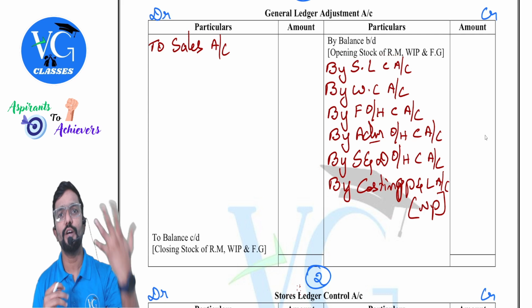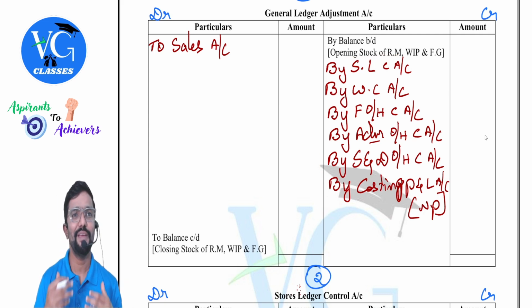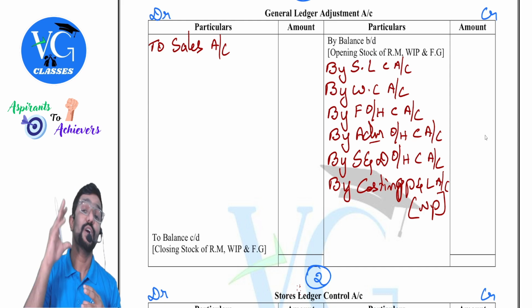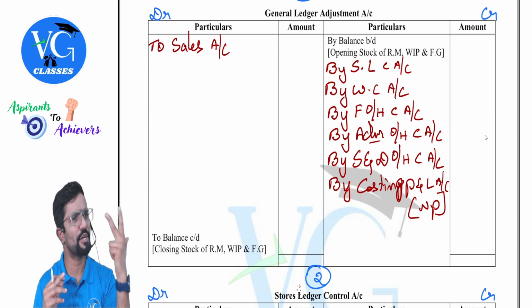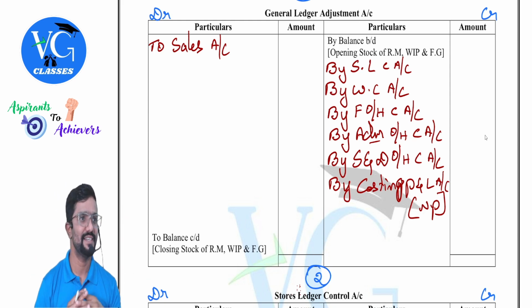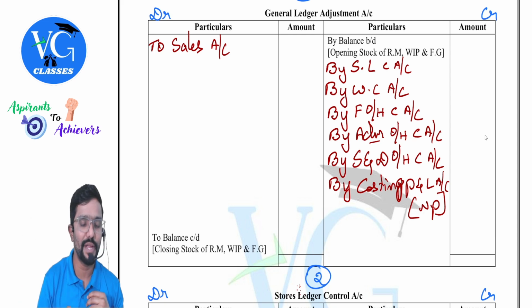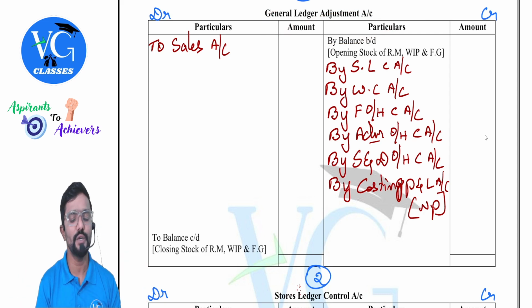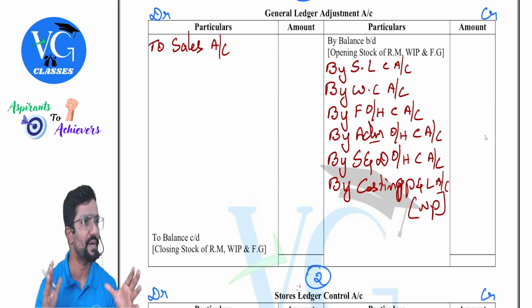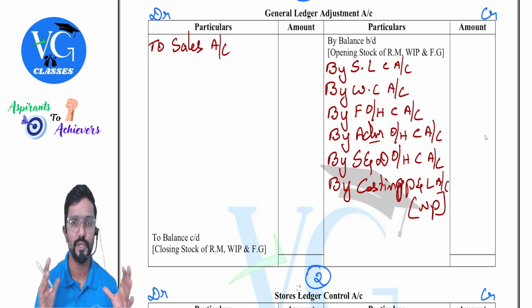Same way, when I make sales, what is the entry in your accounts? If it is a credit sale, debtors; if it is a cash sale, cash or bank, to sales. But here, in place of them, what should I bring? General ledger. Whether it is cash sales or credit sales doesn't matter: General ledger to sales, same entry. Hope you understood.